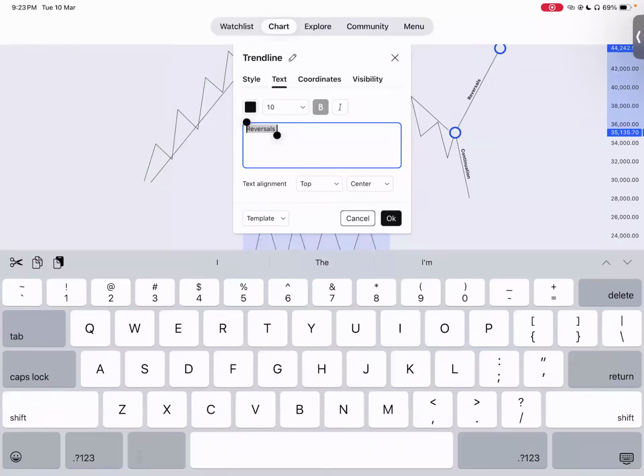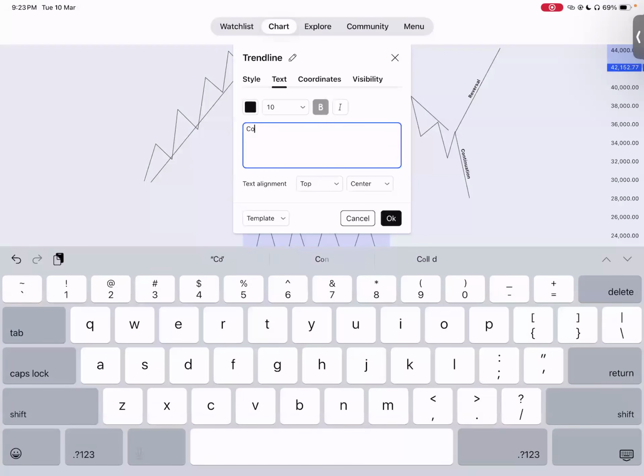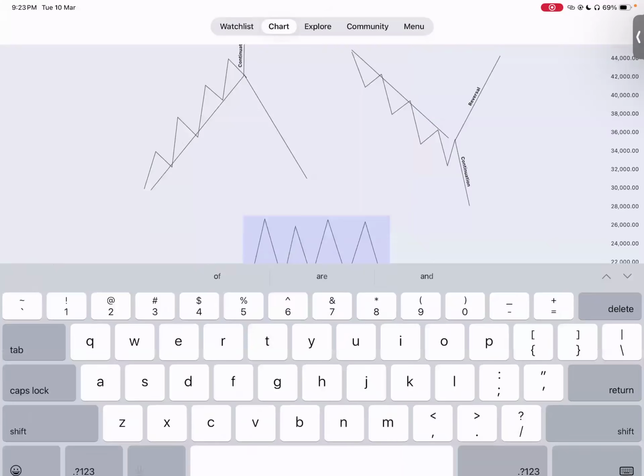So there are only two things that we'll focus on when we're dealing with market structure. There are only two concepts. The first one, the concept of continuations, and the second one, the concept of what? Reversals.